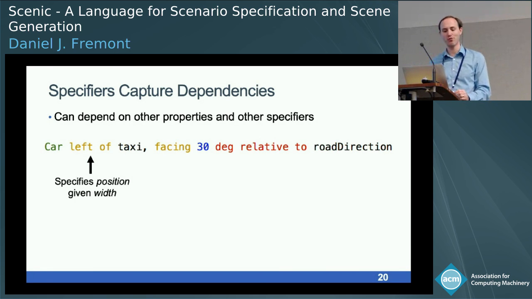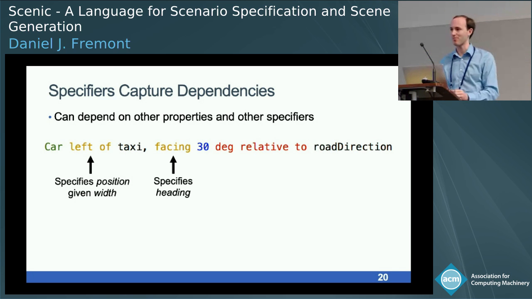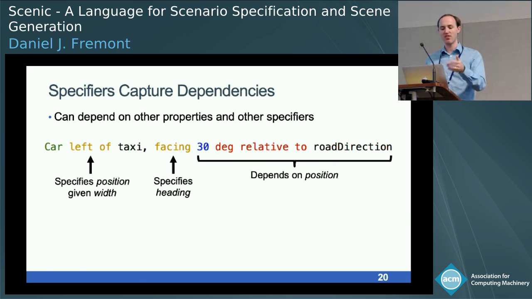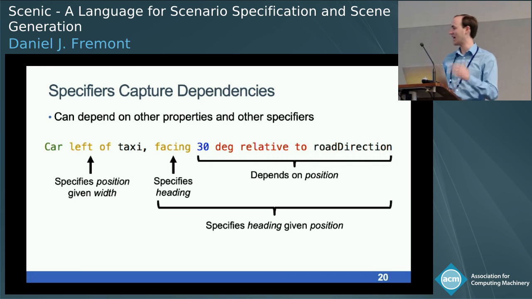But they're not just syntactic sugar, because these specifiers also capture dependencies. They can depend on other properties and other specifiers. So we saw this example before of the left of specifier, which determines the position of an object given its width. So you need to know the width first. Here's a more interesting example. The facing specifier specifies the heading property, and it doesn't normally have any dependencies. But this expression, 30 degrees relative to the road direction, that doesn't define a unique orientation. At every point on the road, that could define a different orientation. So here, Scenic tracks that that depends on the position property, and so this whole expression specifies the heading given the position. And internally, Scenic constructs a dependency graph to determine what order everything needs to be sampled in to generate the object, or report an error if there's a cyclic dependency or something.